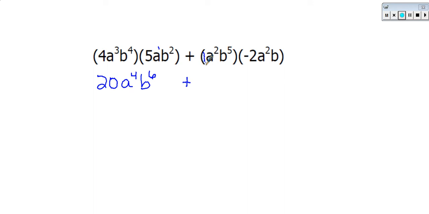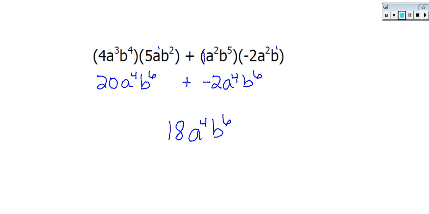what's the coefficient here? Well, that's a 1. So 1 times negative 2 is negative 2. A to the second times a to the second is a to the fourth. And b to the fifth times b to the 1 is b to the sixth. Are we allowed to add these together? If we are, they have to be like terms. How do you know if they're like terms again? They have to have the same variable parts. A to the fourth, b to the sixth for this term, a to the fourth, b to the sixth for this term. So they do have the same variable parts. So now we just combine the coefficients, and 20 plus negative 2 simplifies to 18.